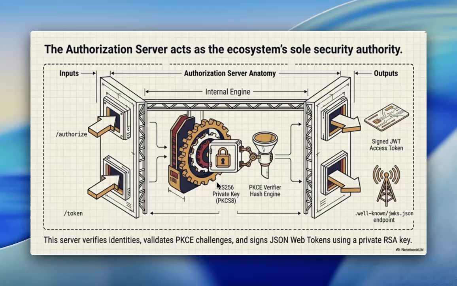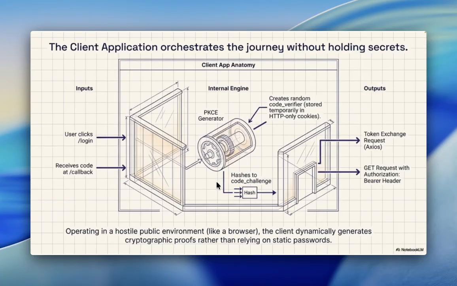The authorization server acts as the ecosystem's sole security authority. Its autonomy output: authorized token. Internal engines: RS256 private key, PKCE verify, hash engine, signed JWT access token, and the .well-known/jwks.json input. These servers verify identities, validate PKCE challenges, and sign JSON web tokens using a private RSA key.